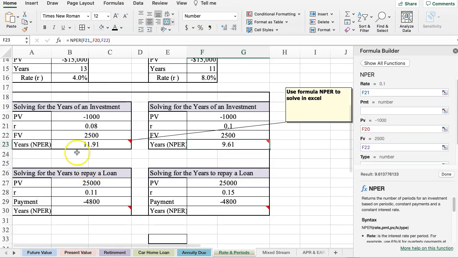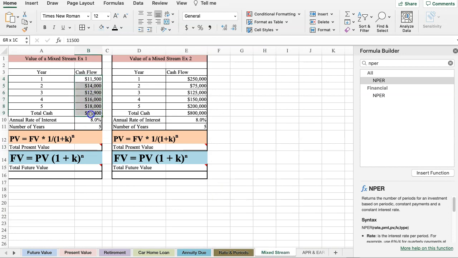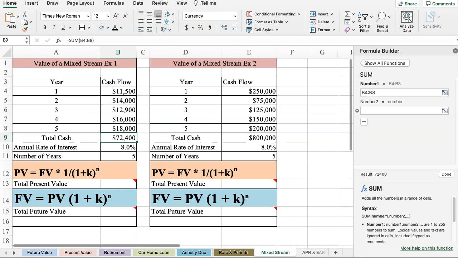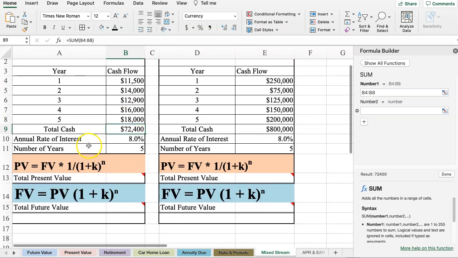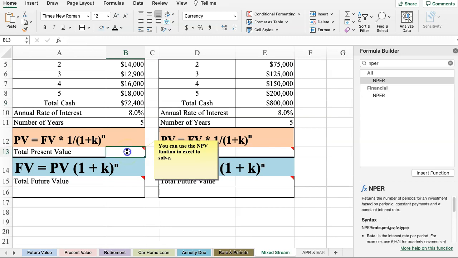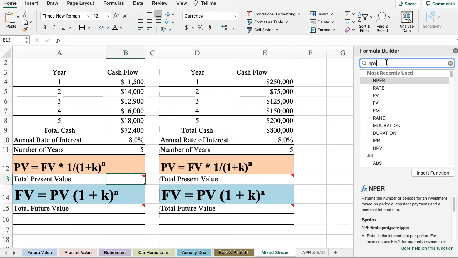Okay. To calculate this. All right. Moving on to mixed streams, we have different cash flows for the total cash flow here. So we want to calculate the present value, but I'm going to use the net present value Excel function to calculate this. So net present value, calculate this.